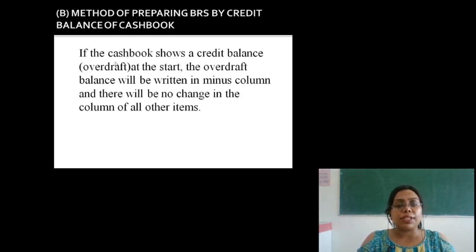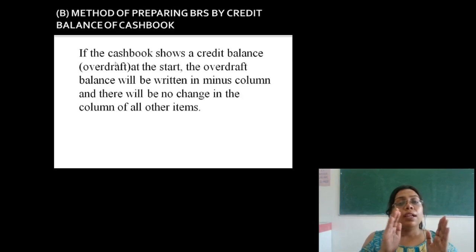If the cash book shows a credit balance, try to understand this: a credit balance as per cash book means my financial situation is not good. We have an overdraft situation, where we have taken more money than we can take from the bank. This is an unfavorable condition for a company, so we will always write this amount in the minus column.